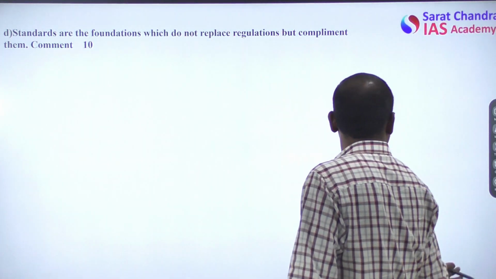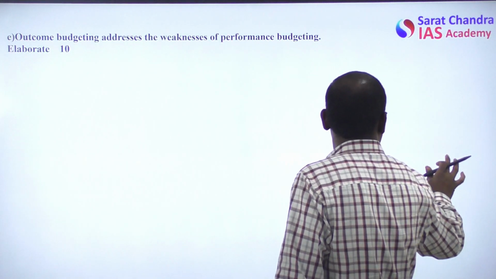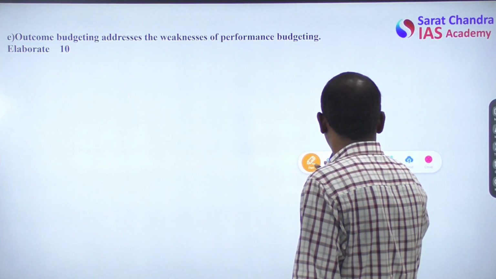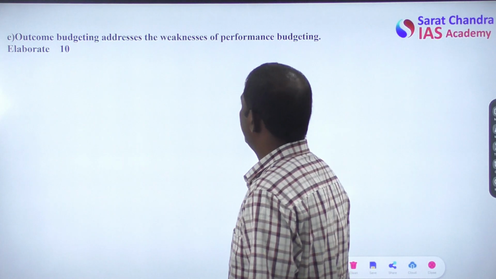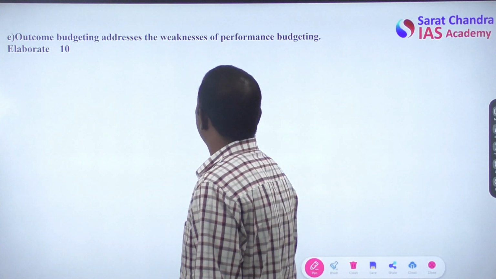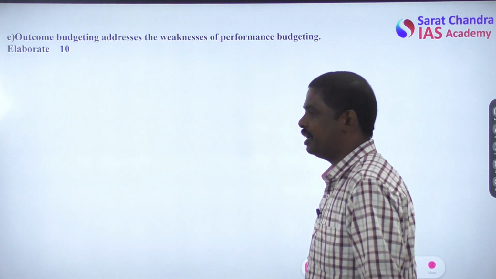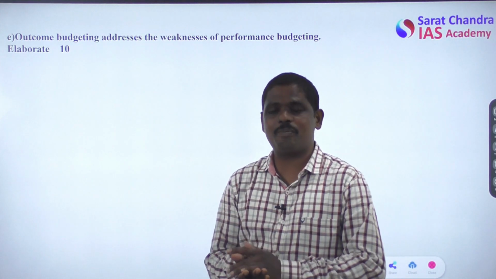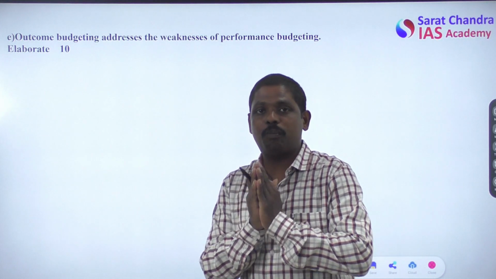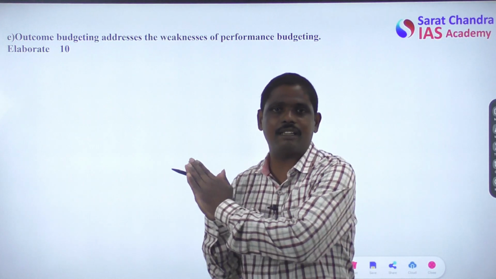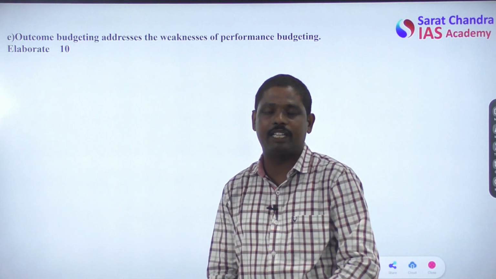Coming to the next question. The question is on budgeting. The question is on what we call outcome budgeting. Outcome budgeting addresses the weaknesses of performance budgeting. Elaborate. Alright, so now the one who has read the topic of budget in Nicholas Henry, I think they can answer this question without any difficulty.